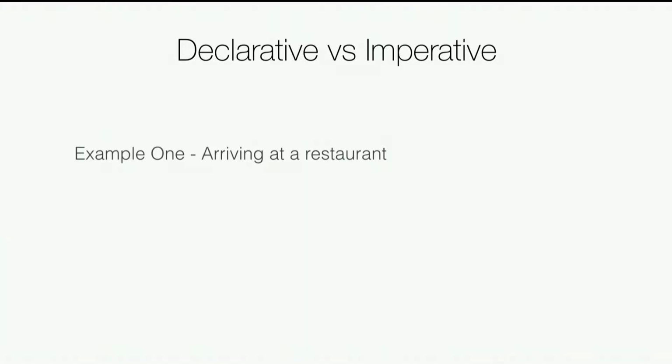Example number 1, arriving at a restaurant. Who wants to be my host at the restaurant? Matthew? You shook your head no, which means yes. What's your favorite restaurant, Matt? Moe's? All right. You be the host and welcome me to Moe's. I'm not going to make you do the really excited version.